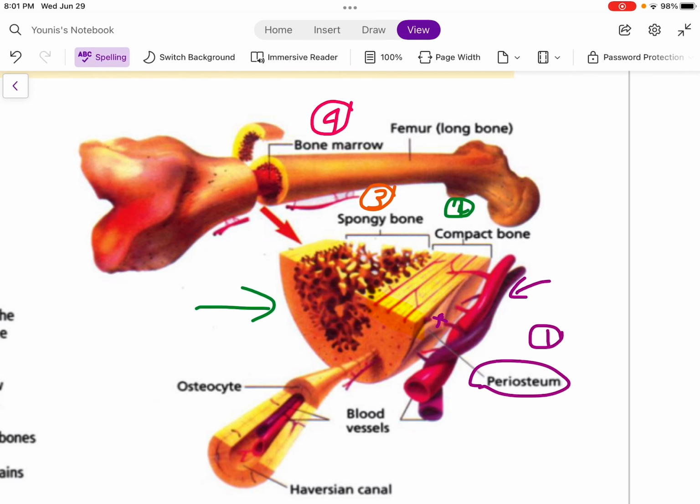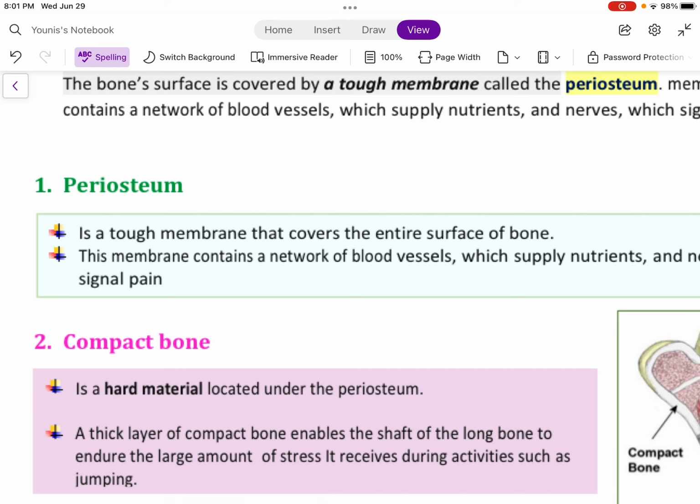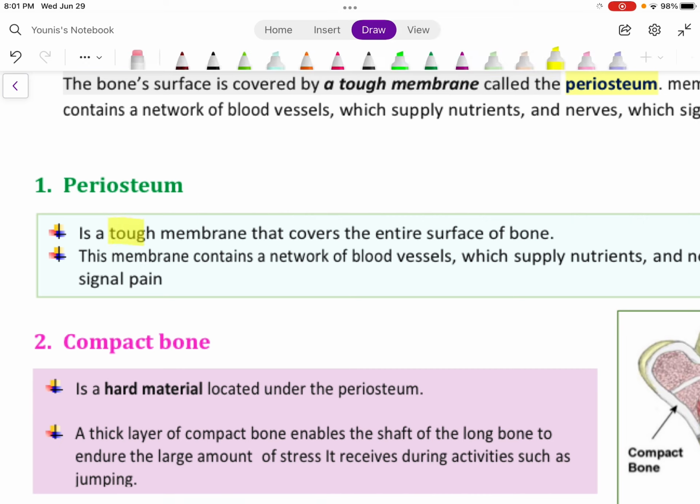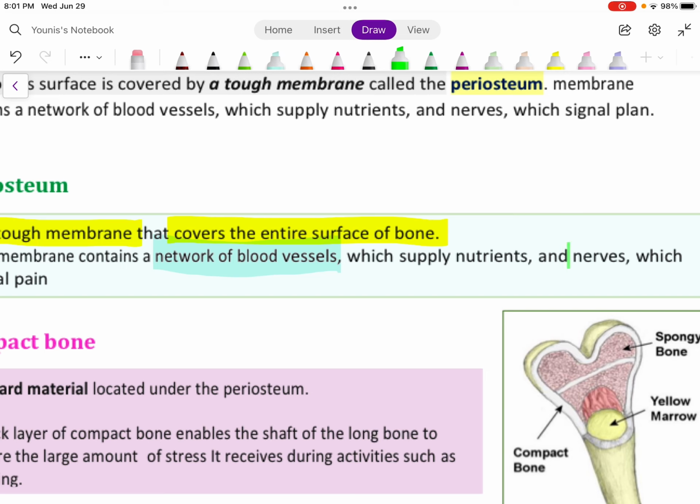Now let's go into the details. So periosteum, as we already mentioned, is a tough membrane that covers the entire bone surface. So it's the outermost tough membrane that covers the bone completely. What does it contain? This membrane contains a network of blood vessels, and not only blood vessels, but it also has nerves which can signal pain.